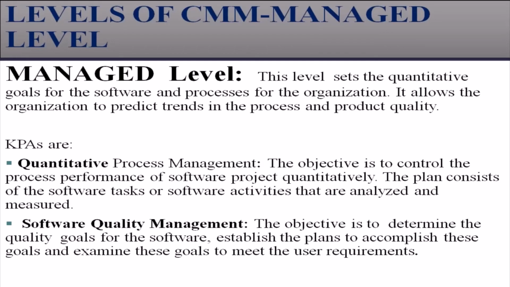Quantitative process management. The objective is to control the process performance of the software project quantitatively. The plan consists of software tasks or software activities that are analyzed and measured. Software quality management. The objective is to determine the quality goals for the software and establish the plans to accomplish these goals and examine these goals to meet the user requirements.